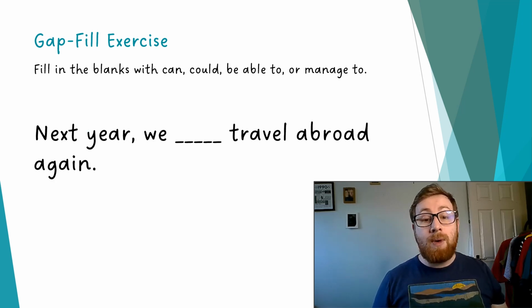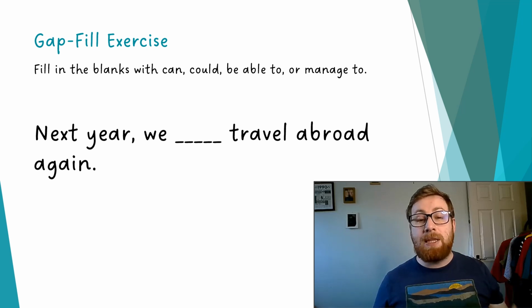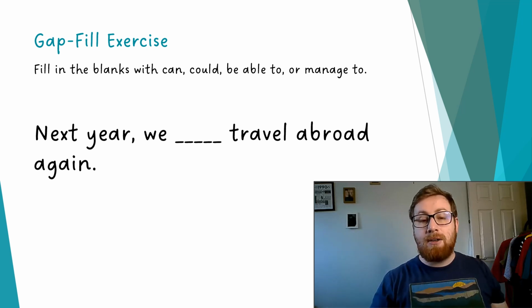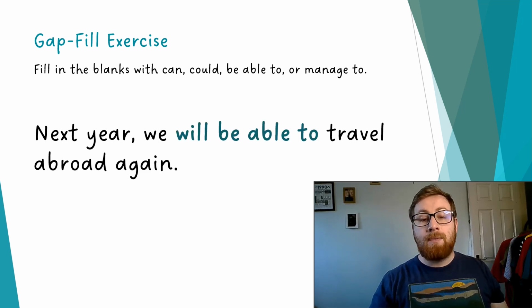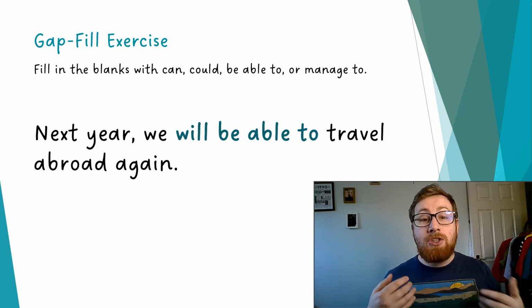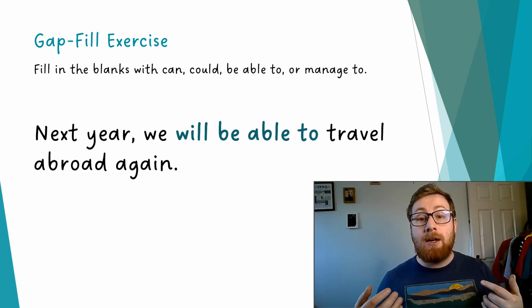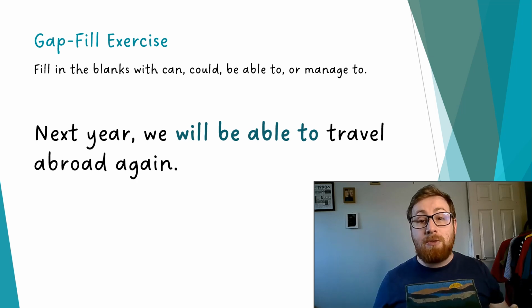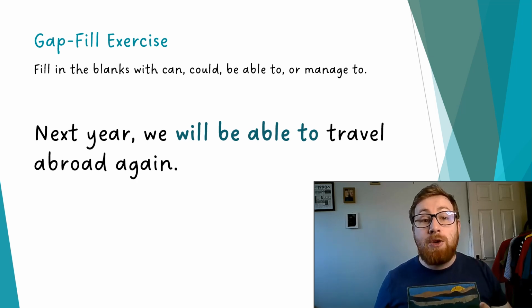Next year, we travel abroad again. What could be the answer? Something we want to do in the future. We will be able to. So will be able to or being able to is usually used to talk about future ability. Now we use will be able to because can does not have a future form. So when we want to talk about the future, we'll use be able to.